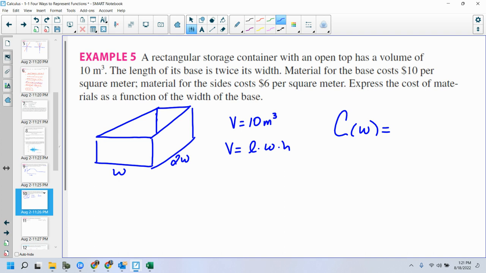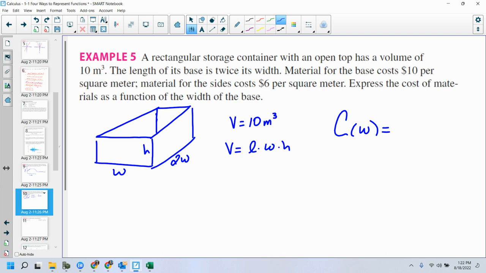Okay. Are we told anything about height right now? Material for the base costs, material for the sides costs. No, we're not. So we're going to have to get H out of here. We're going to have to figure out a way to get H out. Am I allowed to have two different variables within a function? Nah, you're playing with fire there. You don't want to do that. Let's just try to create a function just with W in it.